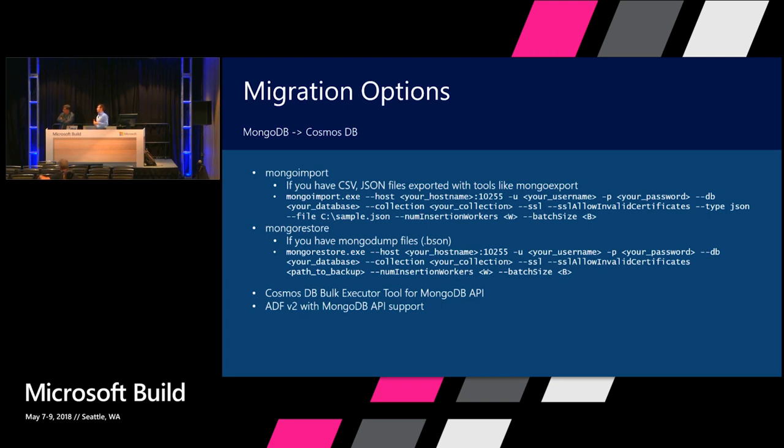And you could also use Azure Data Factory version 2, because the first one did not support MongoDB API. It did support Cosmos DB, but not MongoDB API. Now they provided MongoDB API and Cosmos DB as well.